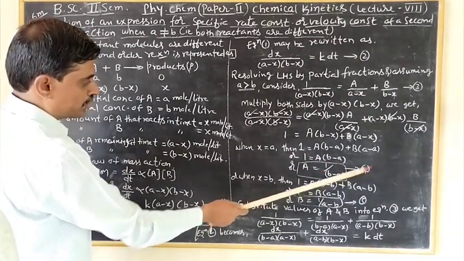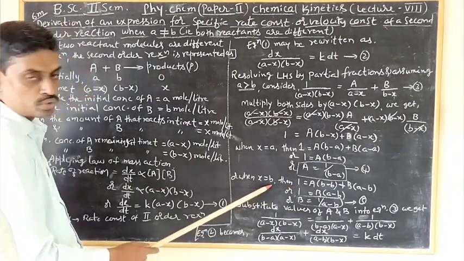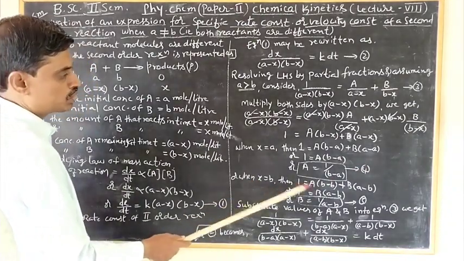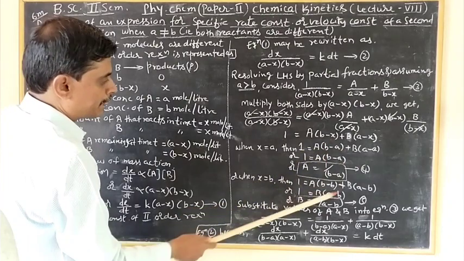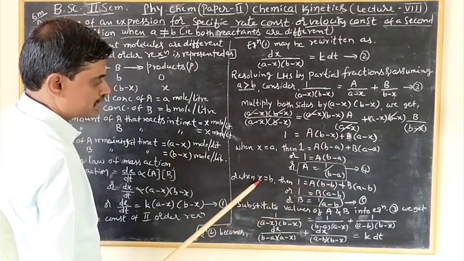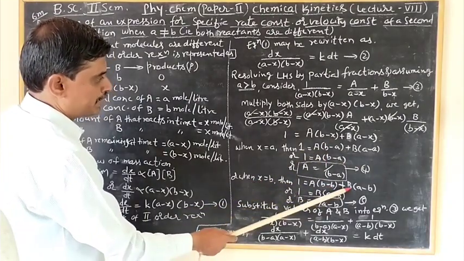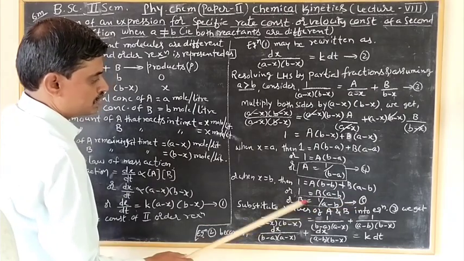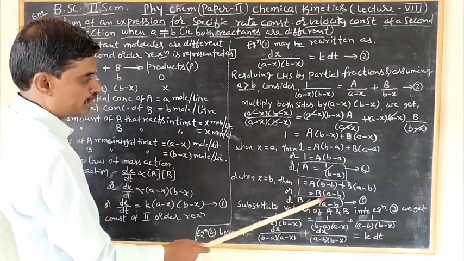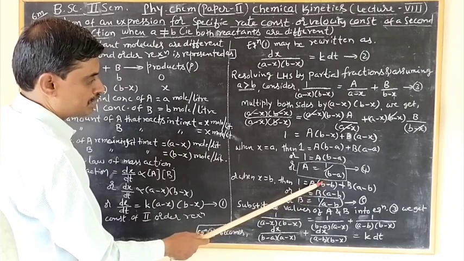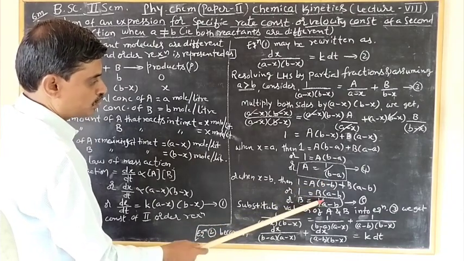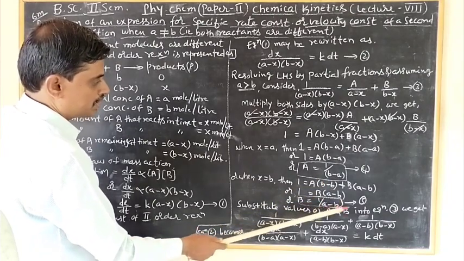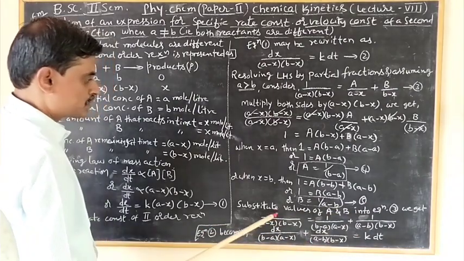a). Equation number 4. Or when x is equal to b, then 1 is equal to A into (b minus b), putting x is equal to b here, plus B into (a minus b). After simplification, 1 is equal to B into (a minus b), as this term completely becomes 0. So our B is equal to 1 divided by (a minus b). This is equation number 5.